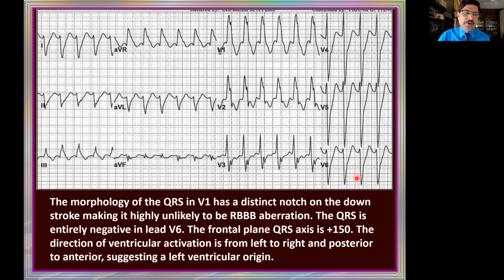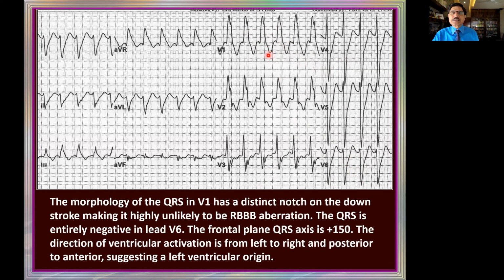Supposing the picture is reversed, it means it is originating in the left ventricle. The direction of ventricular activation is from left to the right. That is why it is going towards the right-sided lead, left to the right. That's why there is a positive deflection. Because it is going away from the V6, it is a negative deflection here. So the direction of current here is left to the right, posterior to the anterior.